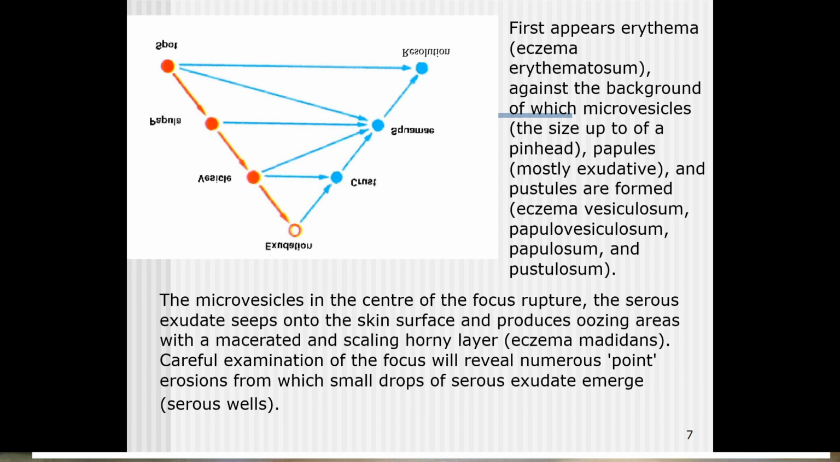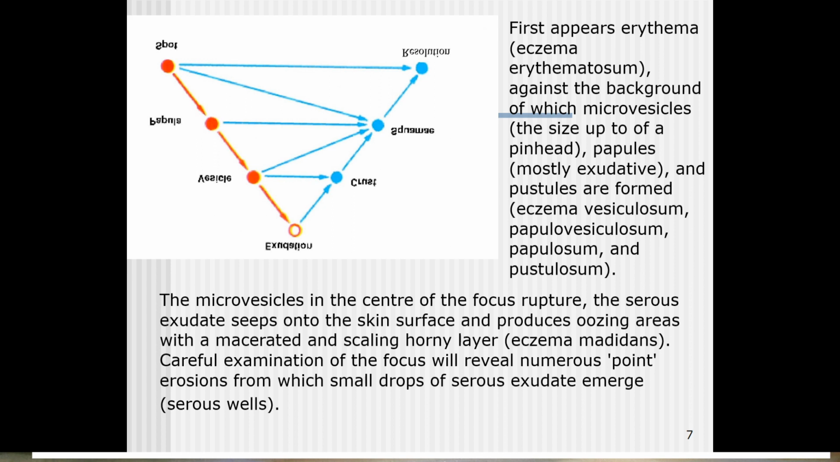First appears erythema, against the background of which microvesicles, the size of a pinhead, papules, mostly exudative, and pustules are formed. Eczema vesiculosum, papulovesiculosum, papulosum, and pustulosum. The microvesicles in the center of the focus rupture, the serous exudate seeps onto the skin surface and produces oozing areas with a macerated and scaly horny layer, eczema madidans.